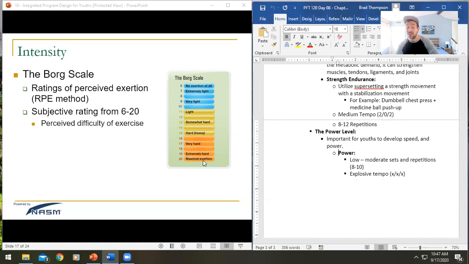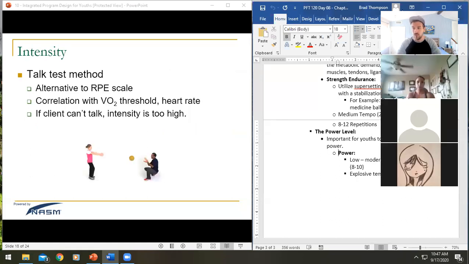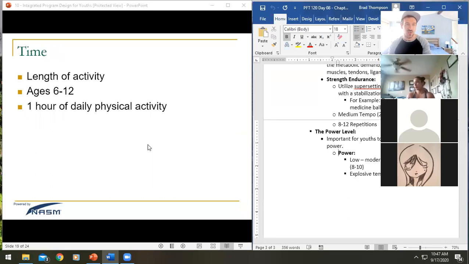With maximal exertion being true max strength. But again, a lot of times we don't do maximal. Another method for measuring intensity is the talk test method. You can simply, if your client is fully out of breath, ask them questions, which is huge.